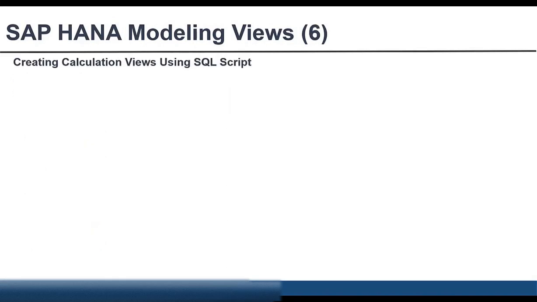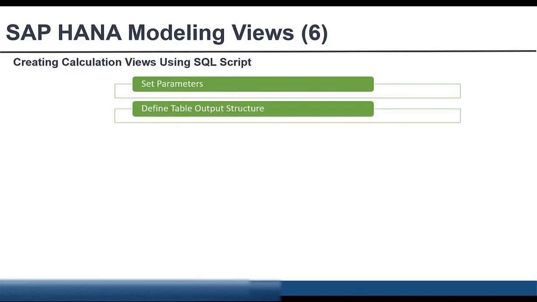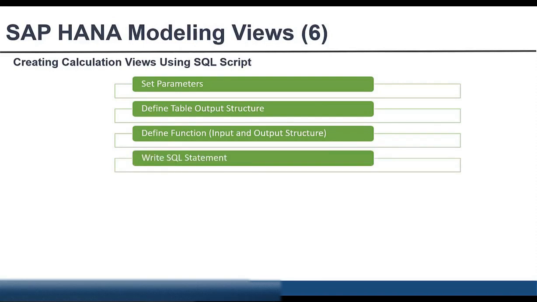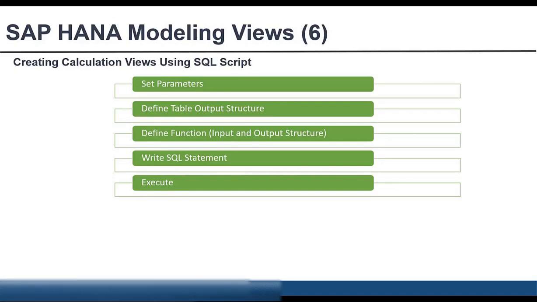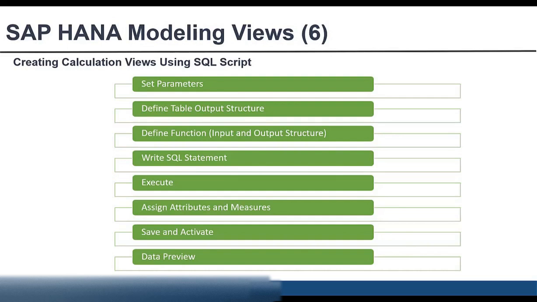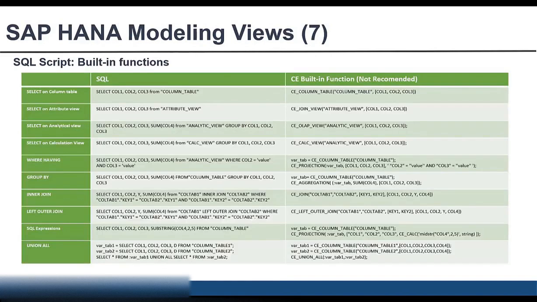Creation of calculation views using SQL script. Following are the steps to create calculation views using SQL script. The first one, set the parameters, define table output structure, define functions, input and output structure, write the SQL statement, execute, assign attributes and measures, and save and activate. And finally, do the data preview. Some built-in functions, CE functions, and SQL script comparison is given in the table.